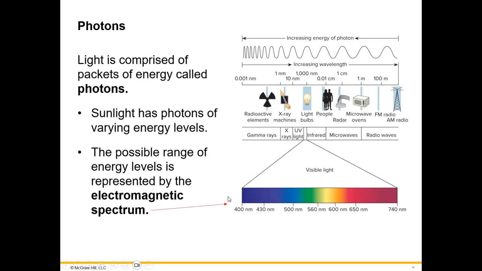When we're talking about this light from the sun, it's really comprised of packets of energy, and we call those packets of energy in light photons. So our sunlight has photons of varying energy levels, and you can see those reflected here. We've got radioactive elements with a really high frequency, intense, high energy, and then we've also got light that is able to be perceived by the human eye. So here's our range of visible light.